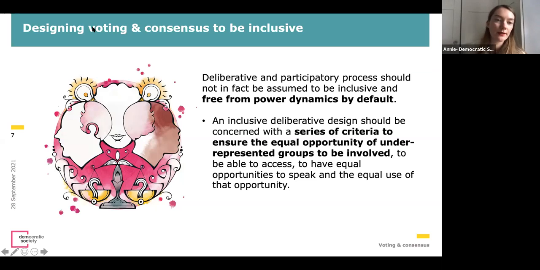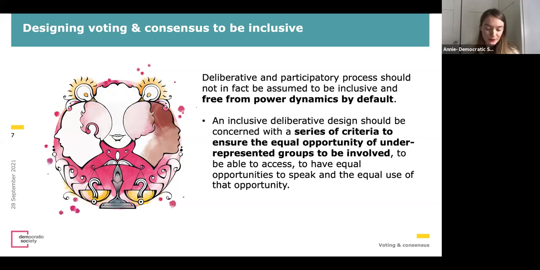So Sophie touched on this morning, but just a little bit about designing consensus and decision making to be inclusive. PB and deliberative processes shouldn't assume to be inclusive and free from power dynamics by default. An inclusive deliberative design should be concerned with a set of criteria to ensure that underrepresented people have equal opportunity to be involved. This is to enable things like access, equal opportunities to speak, and the equal use of that opportunity as well.